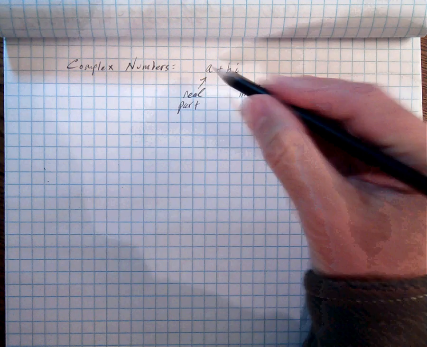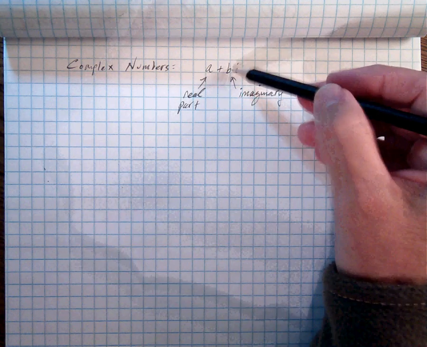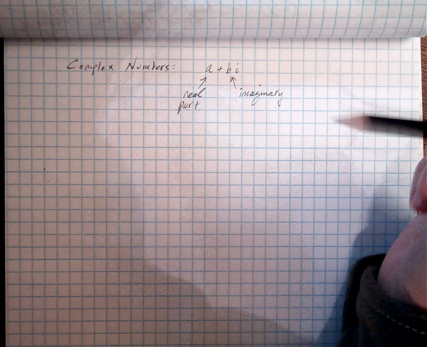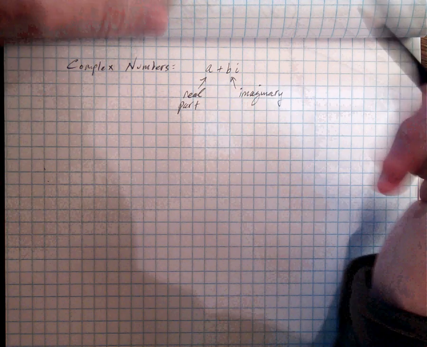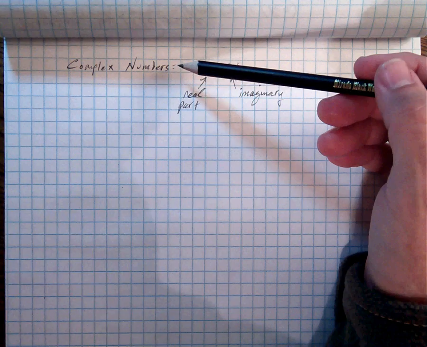So if the a part is 0 and there isn't an a part, then we have an imaginary number. So if it's just bi, then that's an imaginary number. But if it's a real number mixed with an imaginary number, we call that a complex number. So really all numbers are complex numbers. And I think that's the top of the number system.